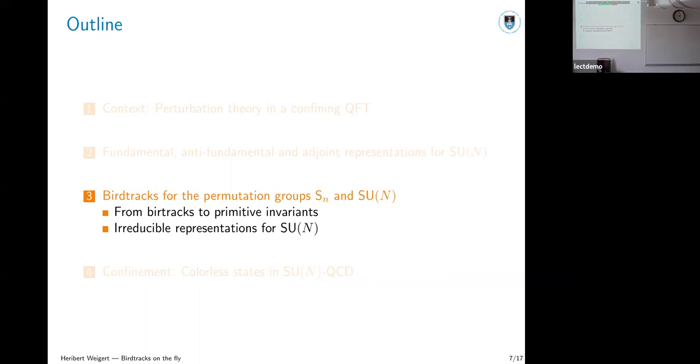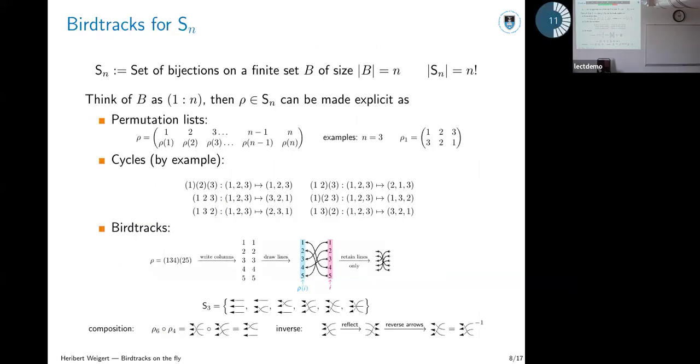Let's now get to Birtracks. The first thing we need to talk about is Birtracks. This is the first place where you would introduce them naturally, which is actually the permutation group, the group of permutations of n objects. So to introduce this, you would take a set of n objects.